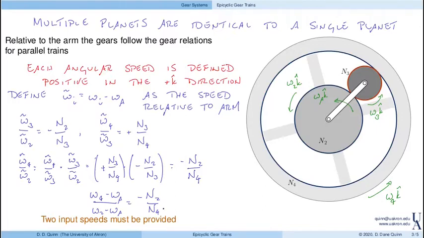So what we see now is that we actually have 3 speeds over on the left-hand side. We have the input speed, omega 2, possibly. We have omega 4, but we also have the speed of the arm. So if I want to determine 1, then I need 2 input speeds. Here, for example, I could specify omega 2 and omega arm, and then I could find omega 4. Unlike parallel trains, where we would have 1 input and 1 output, now we have 2 inputs due to the additional complexity of these epicyclic gear trains.